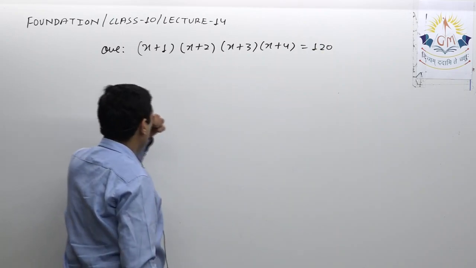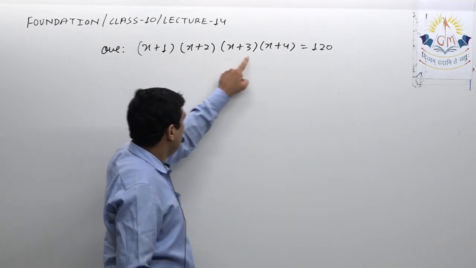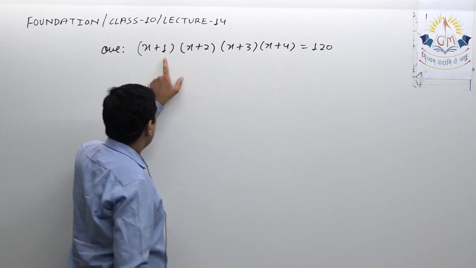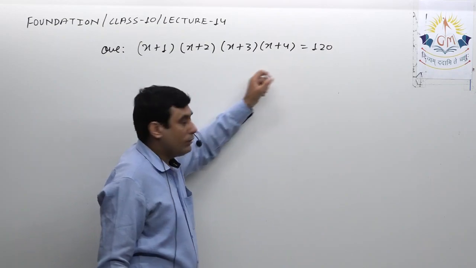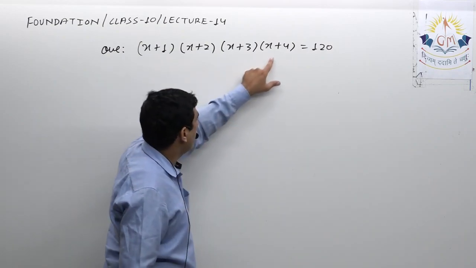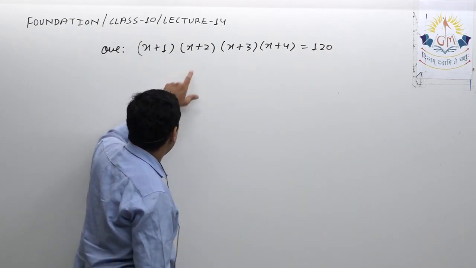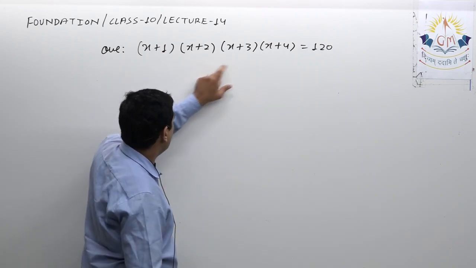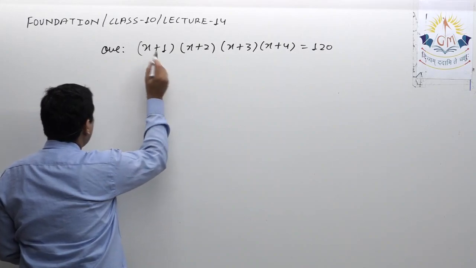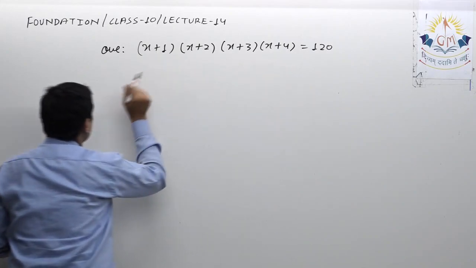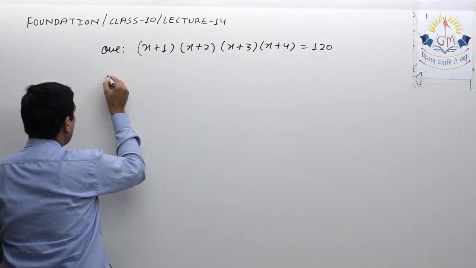What we have to do is check these constant terms. See here, 1 and 4, their sum will be 5, so when we multiply we'll get 5x. Similarly here, 2 and 3, when we multiply we'll get 5x. So we write these terms together and then we'll multiply.